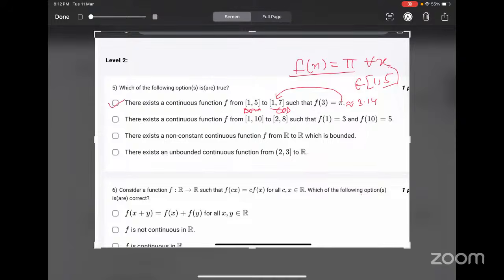Ma'am, what you have asked, please repeat once again. Can you construct an example such that f of 1 equals 3, f of 10 equals 5, and the function is continuous? I'm giving you some time to construct an example. Try if it is possible. The domain you have to take as 1 to 10, and the codomain is 2 to 8. Okay, and f of 1 is this, f of 10 is this. So can you construct a function example?